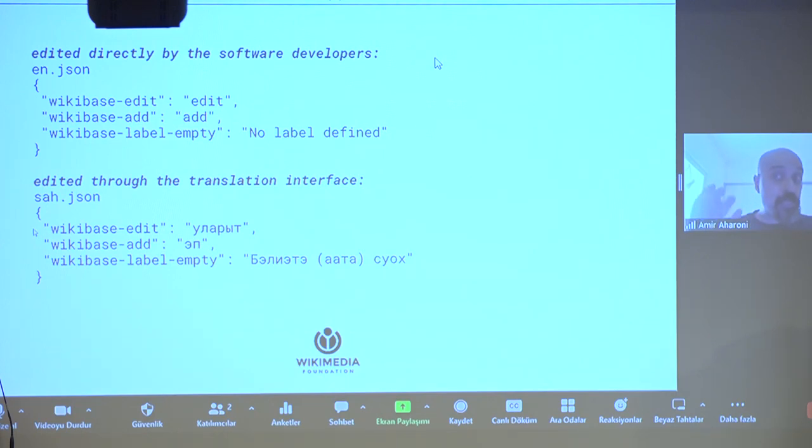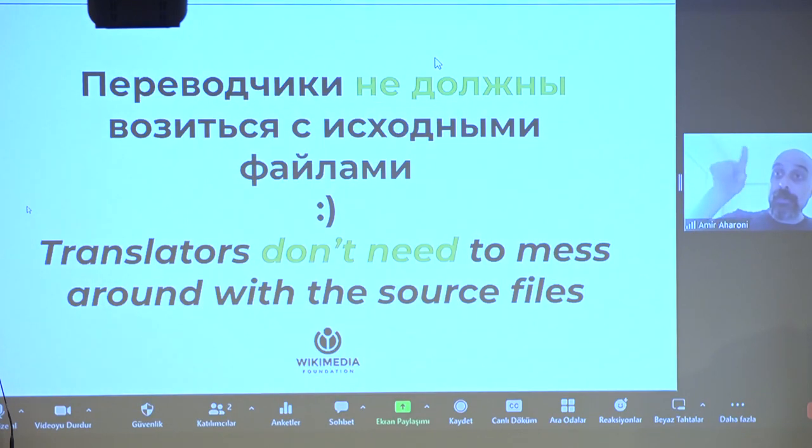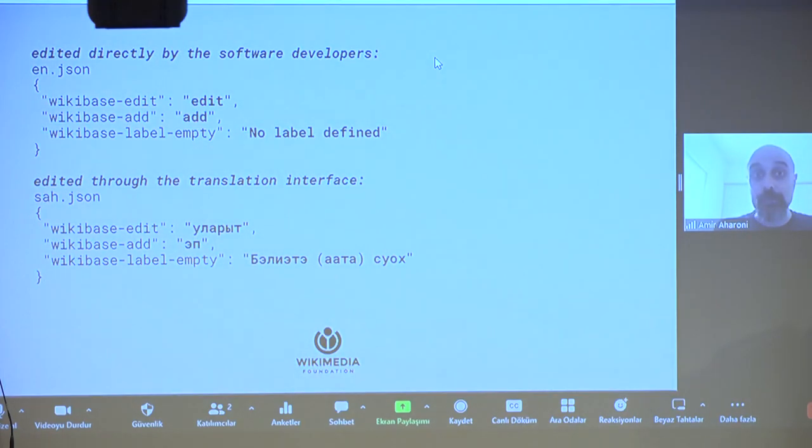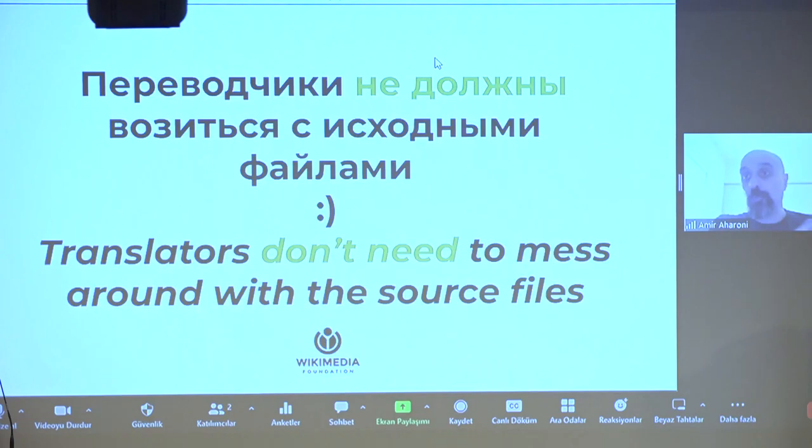Now, a little note, this is for engineers. You can see the code. You can see a JSON file. All of the lines have a key, and there is some content in English. You can see the key. For example, it's written wikibase-edit, wikibase-add, wikibase-label-empty, and so on. You can also see JSON for the Sakha language. So the translation is written in different ways. But translators shouldn't use these files. Everything is written in English, and the translation files are made with the help of this interface. So a translator shouldn't be a programmer or an IT person. A translator translates.